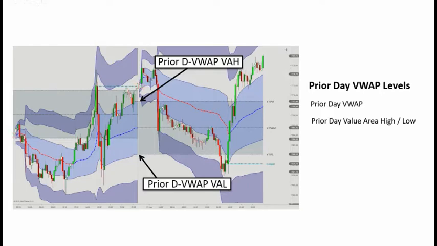We move to a 15-minute chart here of the NASDAQ to show the prior day VWAP, which is located here, and the value area low and the value area high of yesterday. So those are simply the standard deviation, first standard deviation bands of yesterday. And some of the best short-term setups are found when prices move out of the previous day's value area.